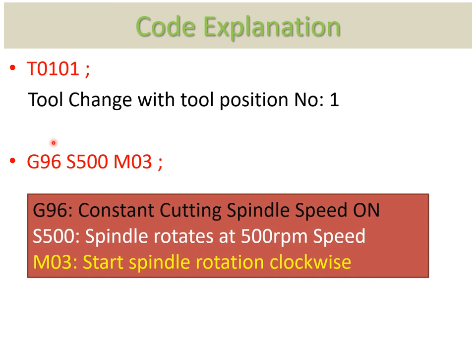G96 is used to rotate the spindle at constant RPM. So here you see the next code is S500. Both commands together mean now the spindle will rotate constantly at 500 revolutions per minute. The rotation unit, revolution per minute, was selected in the previous slides. The next is M03. M03 is used for selecting clockwise rotation. Its opposite is M04, which when applied, the spindle will rotate in the anti-clockwise direction.